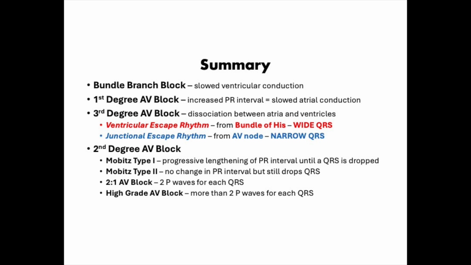There are 4 types of second-degree AV blocks. A Mobitz type 1 is progressive lengthening of the PR interval until a QRS beat is dropped. A Mobitz type 2 is a dropped QRS beat with no change in the PR interval. A 2:1 AV block is 2 P waves for every QRS. And a high-grade AV block is more than 2 P waves for every QRS. Finally, you have a bundle branch block, which represents slowed conduction through one or more of the ventricles.